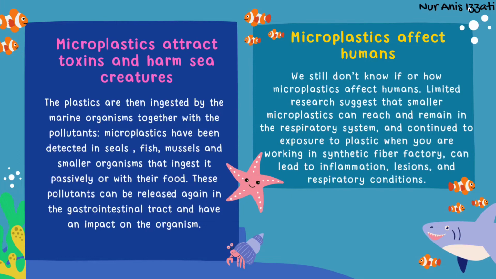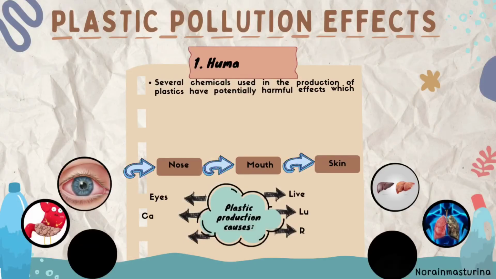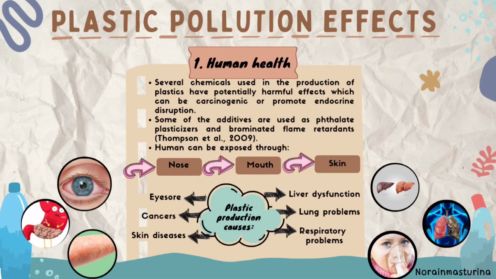Microplastics can harm sea creatures and humans because they are tiny particles. It's easily ingested and has impact on organisms. Effects of plastic pollution. Human health. Several chemicals used in the production of plastics have potentially harmful effects which can be carcinogenic or promote endocrine disruption. Some of the additives are used as phthalate plasticizers and brominated flame retardants. Humans can be exposed through nose, mouth, and skin. Some of the chemicals can cause eye soreness, cancers, skin diseases, liver dysfunction, lung problems, and respiratory problems.